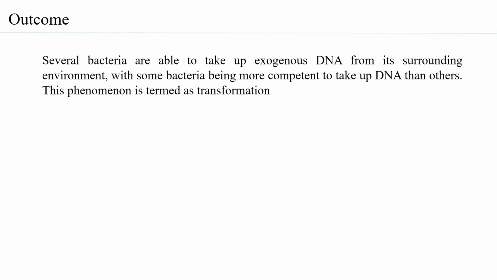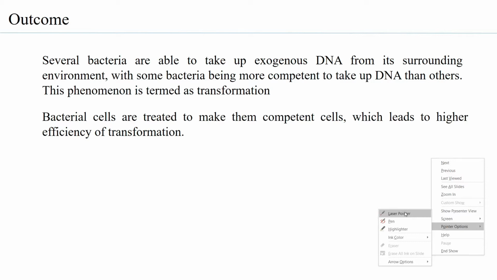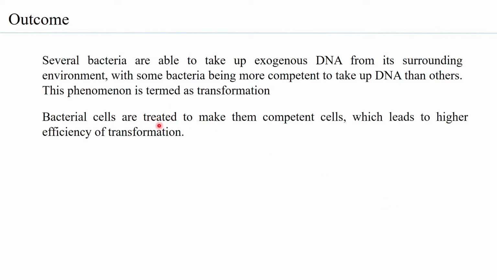Several bacteria are able to take up exogenous DNA from their surroundings, with some bacteria being more competent to take up the DNA than others. This phenomenon is what is termed as transformation. The bacterial cells are treated to make them competent cells, which means that if they are naturally not very competent to take up DNA, then they can be made more competent by being treated with certain physical or chemical methods, and once they are more competent, they show a higher efficiency of transformation.